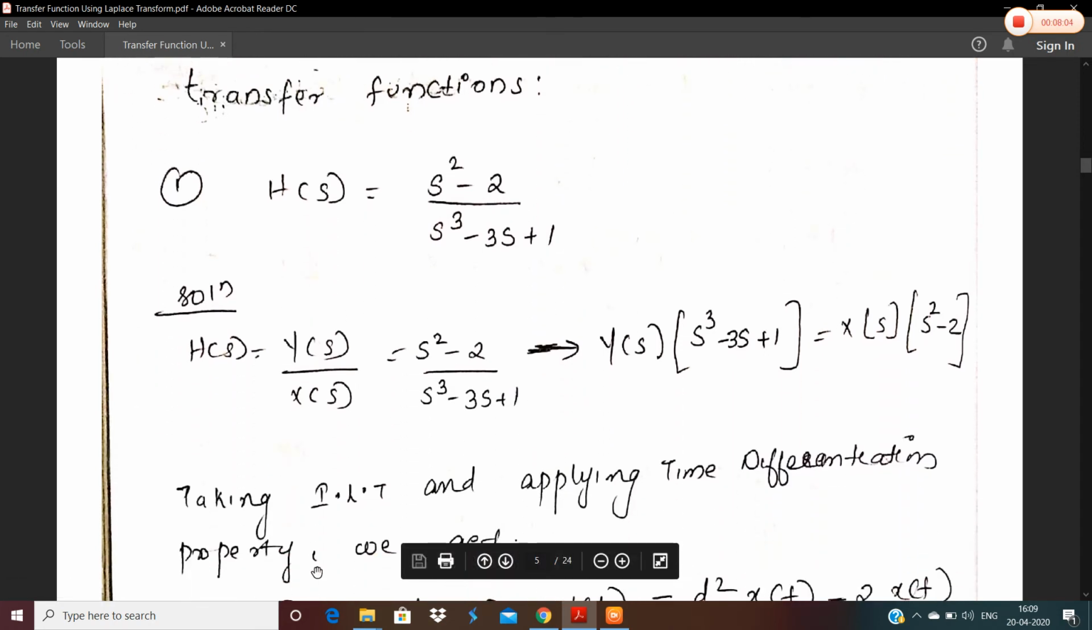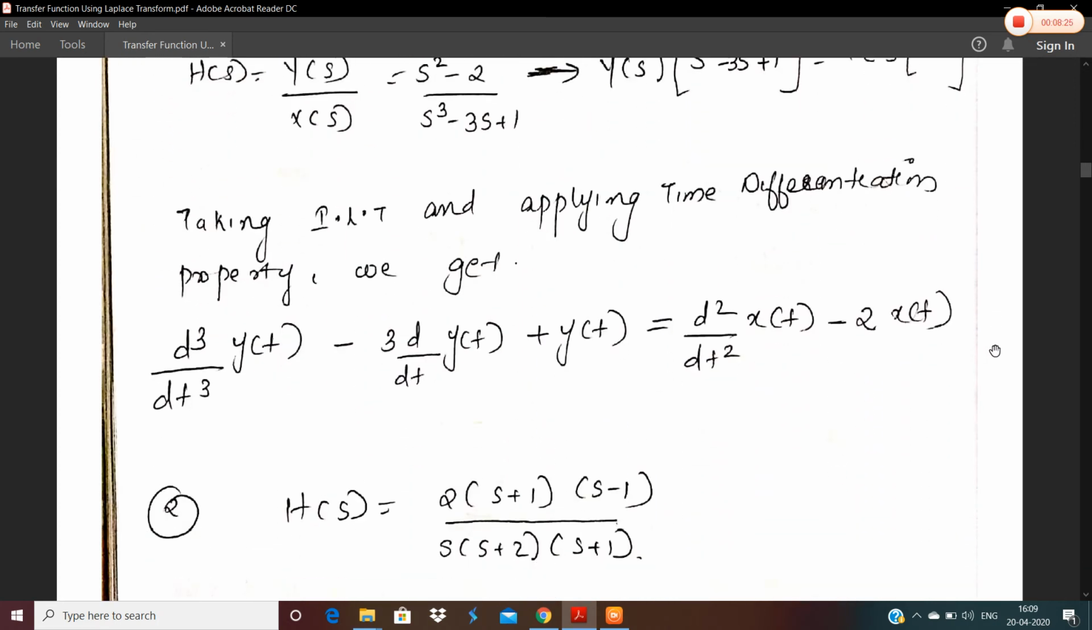And y of s by x of s is s square minus 2 by s cube minus 3s plus 1. In order to find the differential equation, you need a y of t term as well as an x of t term. So as the next step, we will just cross multiply. That is, y of s into s cube minus 3s plus 1 is equal to x of s into s square minus 2.